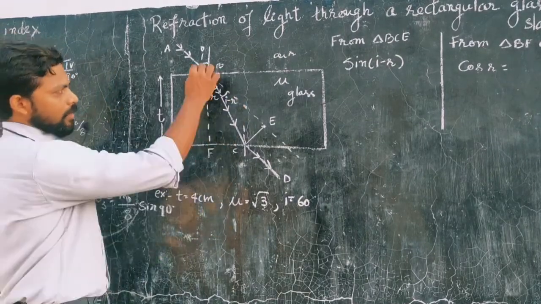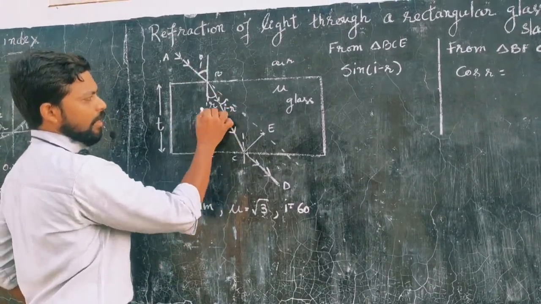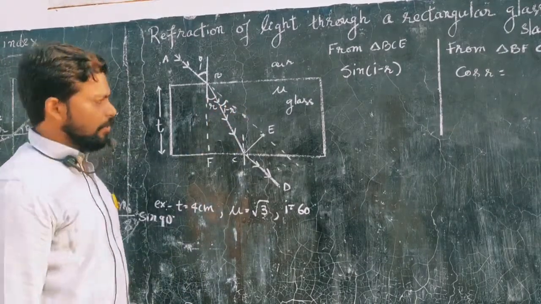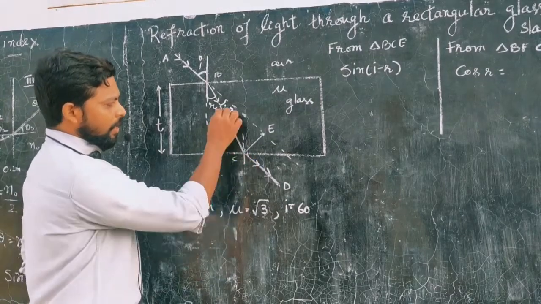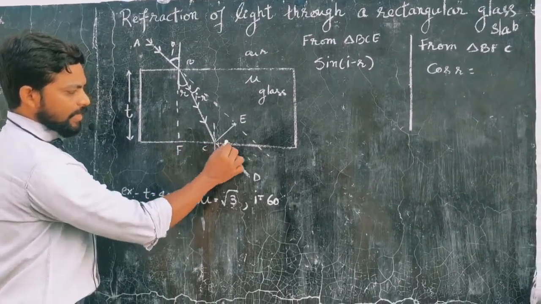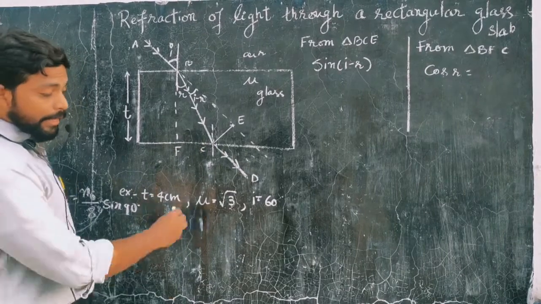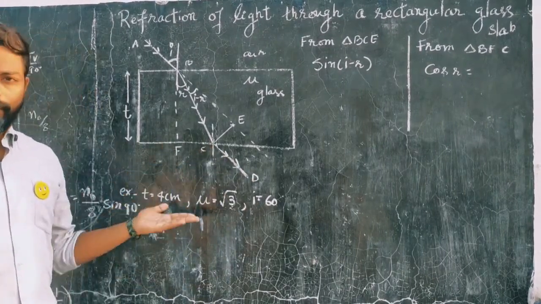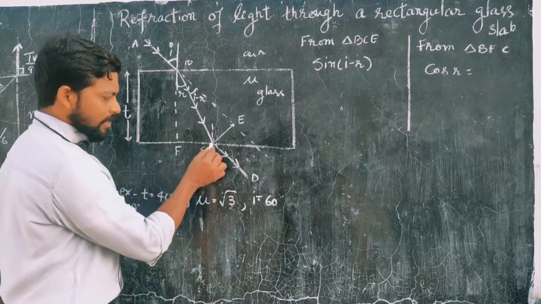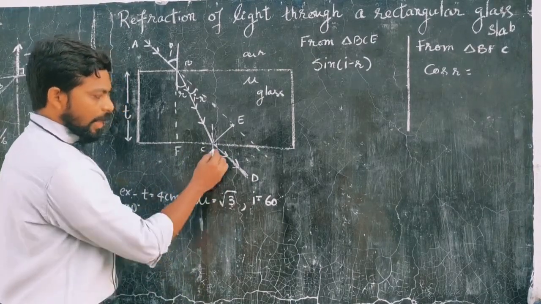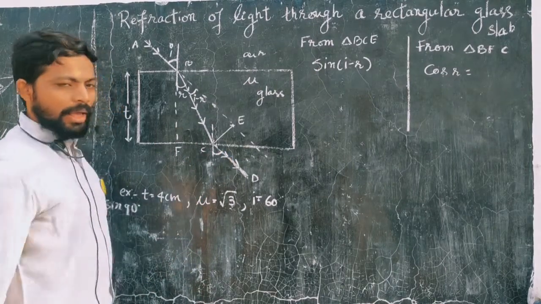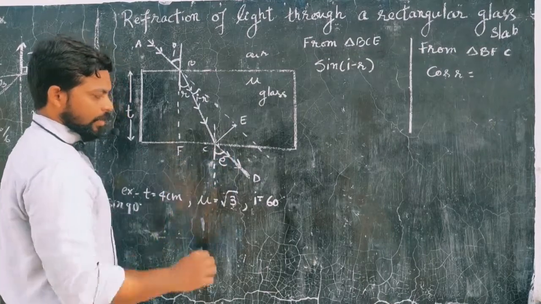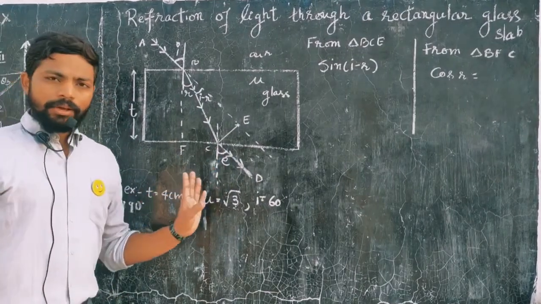Because if this total angle is I, and in that we remove R, we get I minus R. Then once it reaches the second surface of the rectangular glass slab, again it undergoes refraction. Now this is called emergence because it has come out of the rectangular glass slab. We call this the emergent ray, and this angle which you see is the angle of emergence. We represent that with E, right? And this angle is called the angle of emergence.